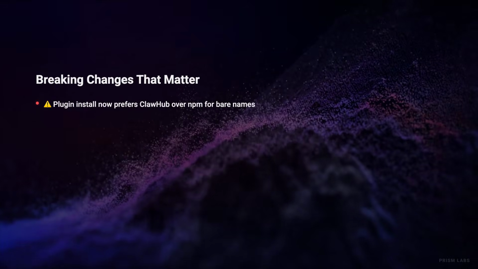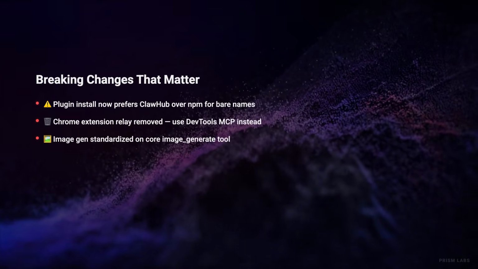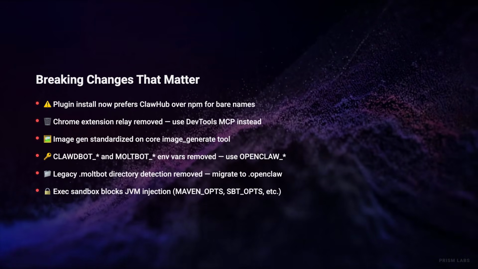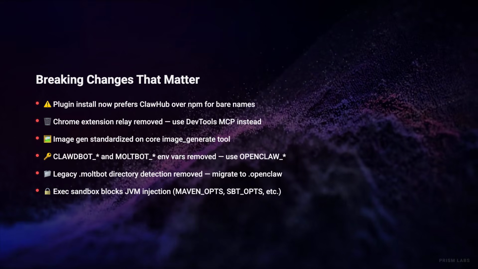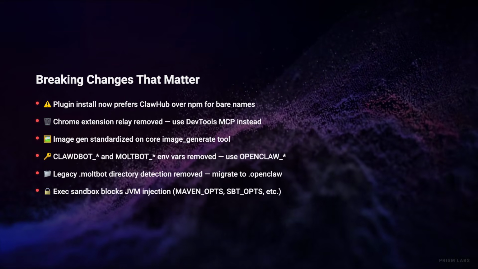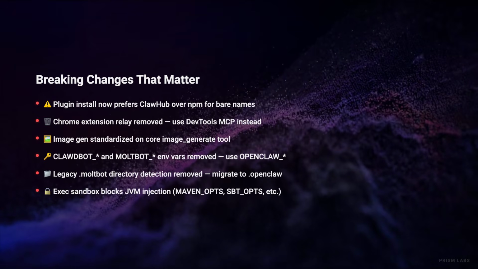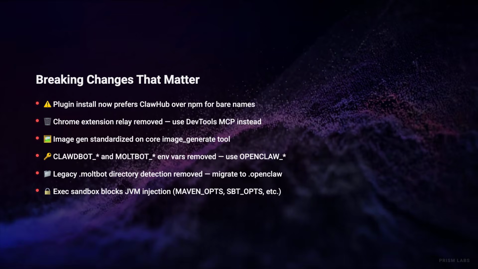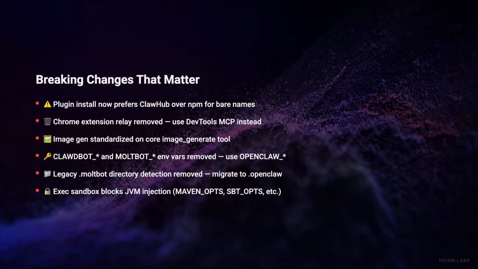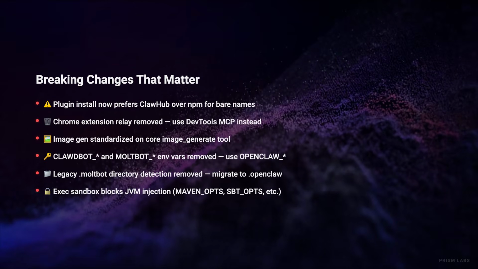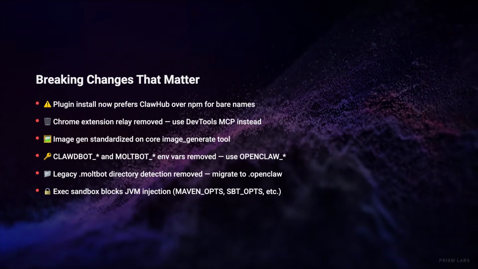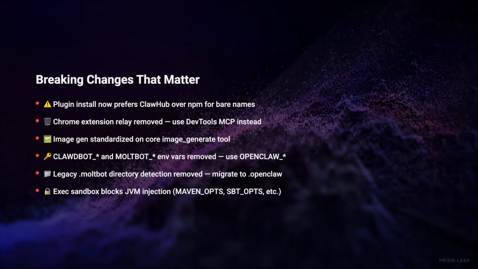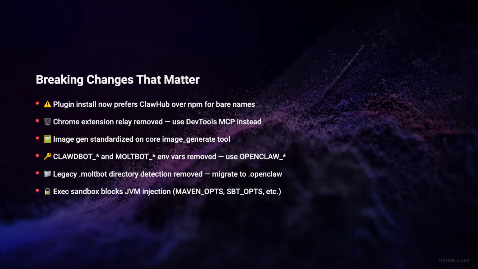Let's talk breaking changes, because there are 23 of them, and some will bite you hard if you're not prepared. First, plugin install precedence has changed. Running OpenClaw plugins install with the bare package name now checks ClawHub before npm. If you were relying on npm resolution order, this could pull a different package. Second, the legacy Chrome extension relay is gone. If you were using the browser MCP through the Chrome extension, that's dead. Run OpenClaw doctor --fix to migrate.